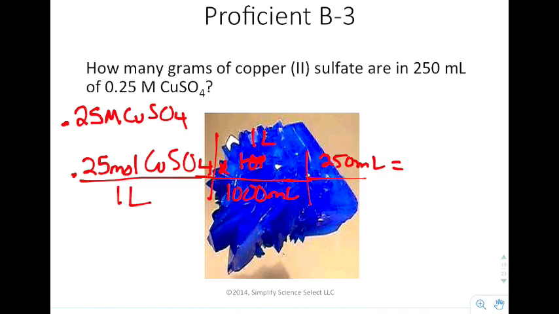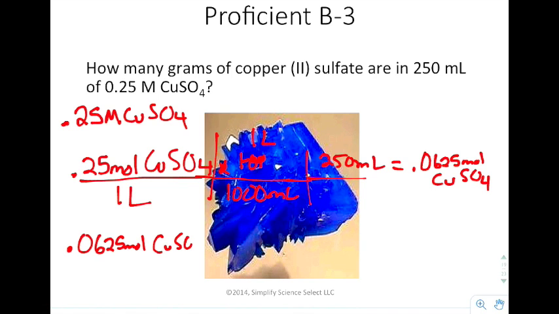If you were to look and multiply this out, you would get your number of moles to be 0.0625 moles of copper sulfate. Now that's how many moles of copper sulfate I need to add to the water, but I don't want it in the number of moles, I want it in the number of grams. So the next thing that I have to do is I have to say, okay, well, 0.0625 moles of copper sulfate, and now we can go ahead and do our dimensional analysis and convert it to grams.